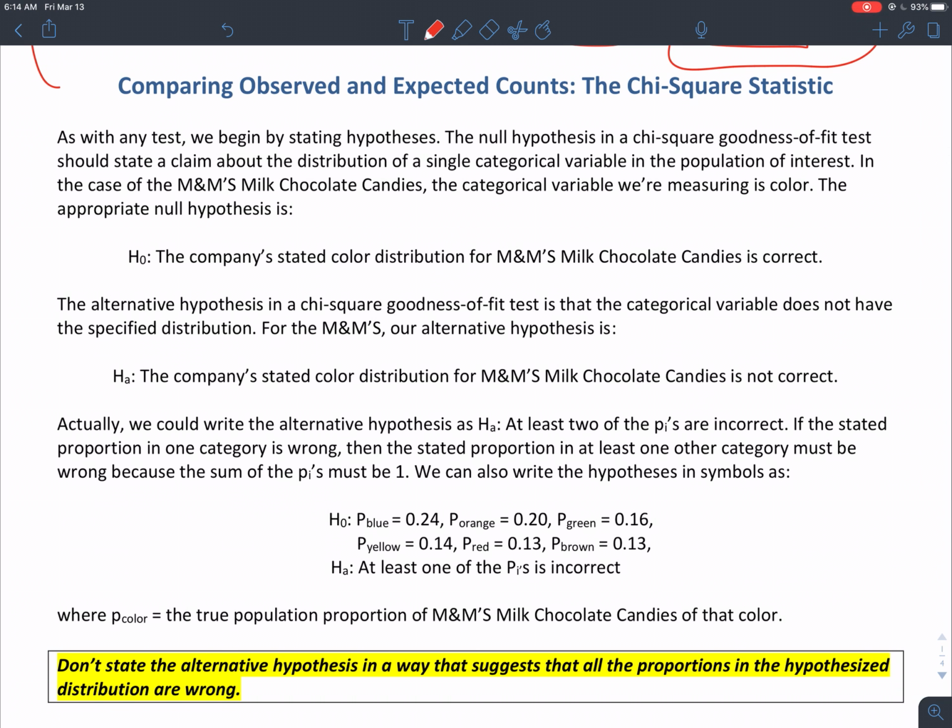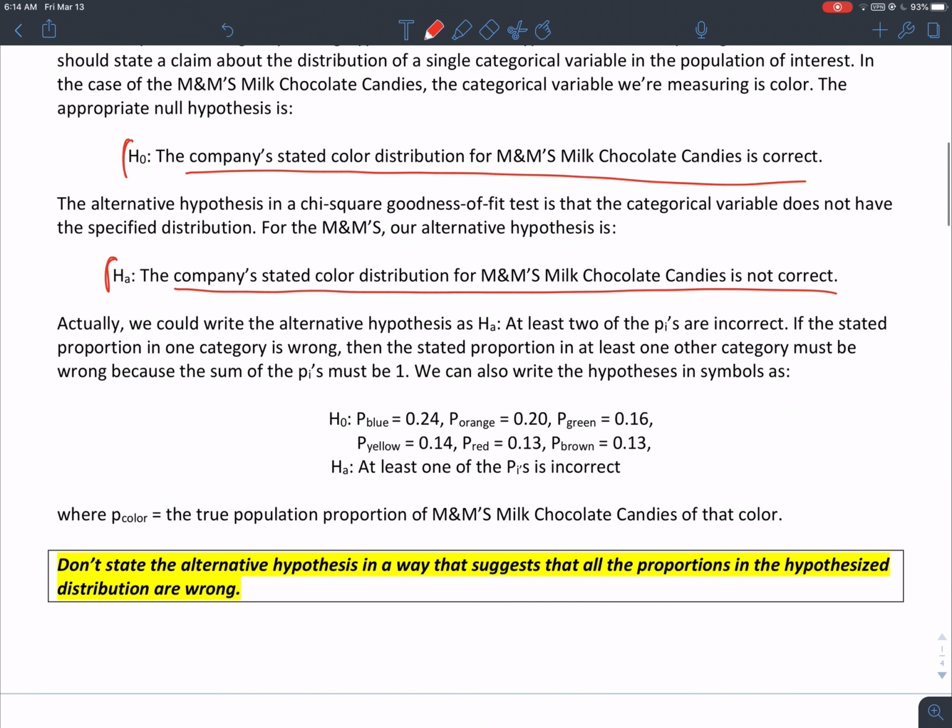Okay, so how you write this is, there's two ways you can write this. You can say the null hypothesis is their claim distribution is correct, and the alternative hypothesis is it's not correct. All right, that's one way. Or you can write your hypotheses this way and say the null hypothesis is that the proportion of blue is 0.24, orange is 0.2, and list all the proportions that they claimed. And then the alternative hypothesis is that at least one of those are incorrect.